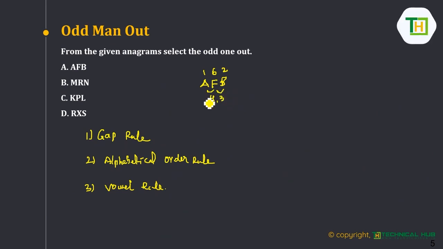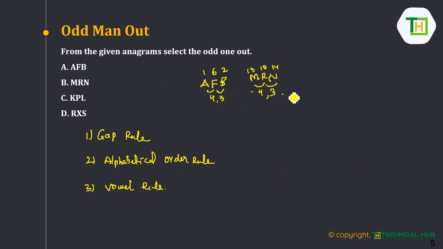Clear? So A and F gap means the letters between them: B, C, D, E. And F and B between letters means C, D, E, 3 letters. So this is the gap. Coming to the second option, M, R, N. M means 13, R means 18, N means 14. Between M and R, the gap is 4 letters, N, O, P, Q. And R and N gap is 3 letters.